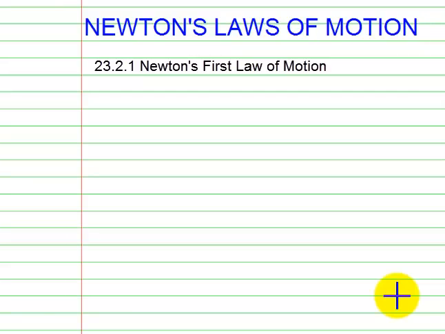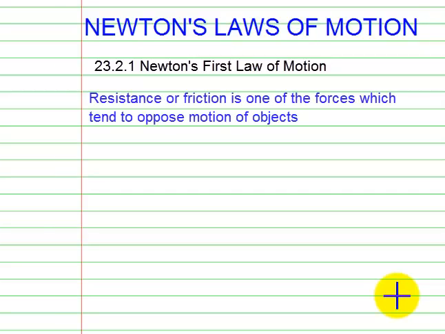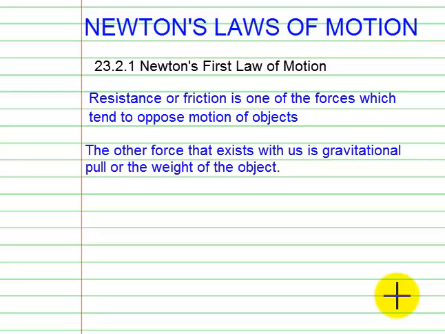One of these forces is air resistance. Resistance or friction is one of the forces which tends to oppose the motion of objects. Another force that exists with us is gravitational pull, or the weight of the object. A ball thrown upwards will rise with decreasing speed to a certain maximum height, where it is momentarily at rest and then accelerate downwards.